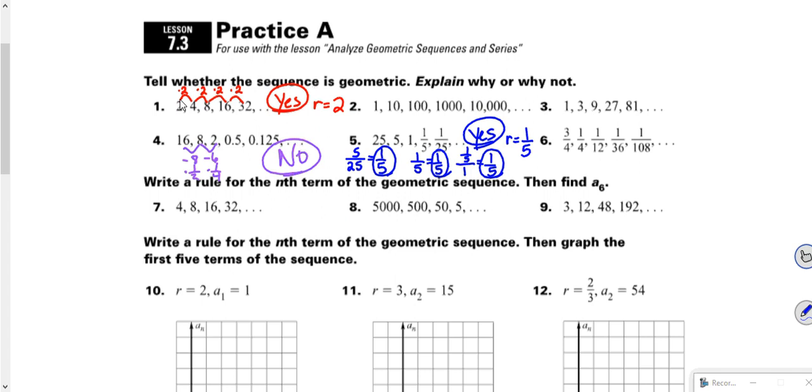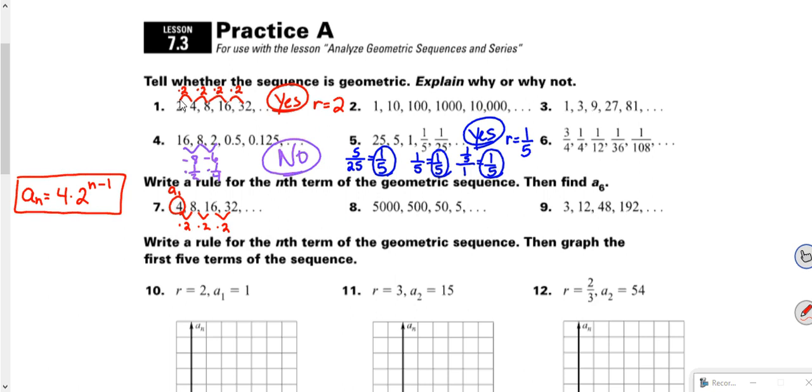Okay, 7 through 9, it says write a rule for the nth term of the geometric sequence, then find a sub 6. So I'm just going to do the first one here. Now again, to write the rule, you need to know the first term and you need to know the ratio. So first term, of course, here's my a1. My ratio looks like, again, I'm multiplying by 2. So a sub n equals my first term, remember our formula, first term a1 times the ratio to the n minus 1 power. So this would be my rule.